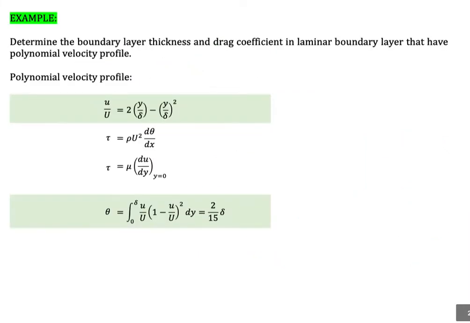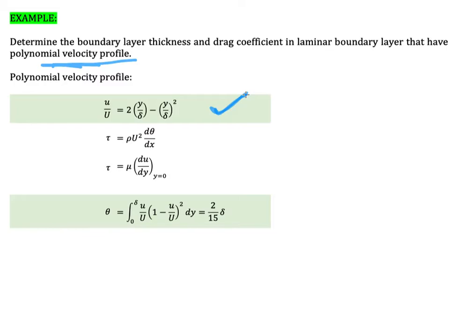Okay, this is the example, the usage of the idea of von Karman. For example, determine the boundary layer thickness and drag coefficient in a laminar boundary layer that has a polynomial velocity profile. Polynomial velocity profile means the equation or the profile will have a maximum power of 2. So this is the equation. Later on, I will show you all the equations involved in this syllabus.